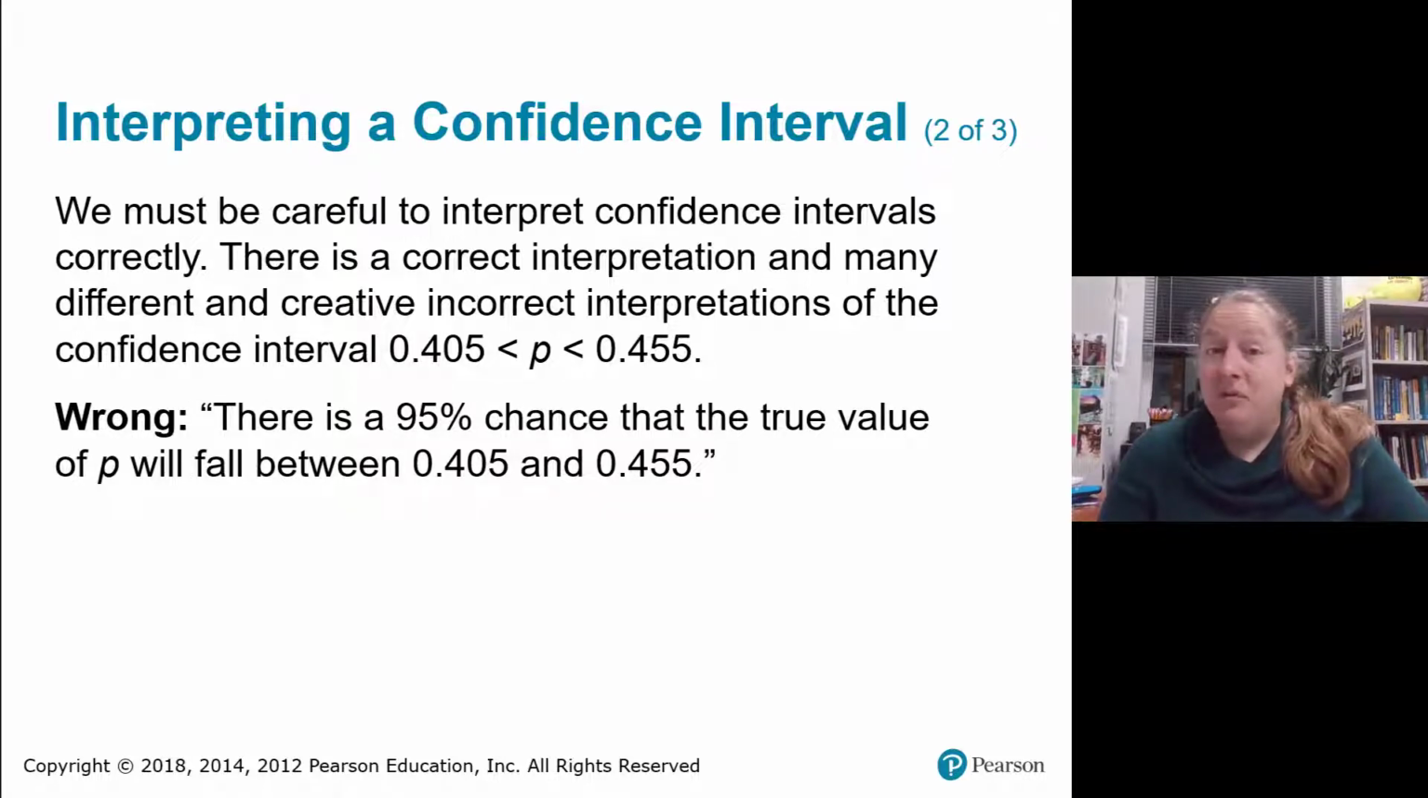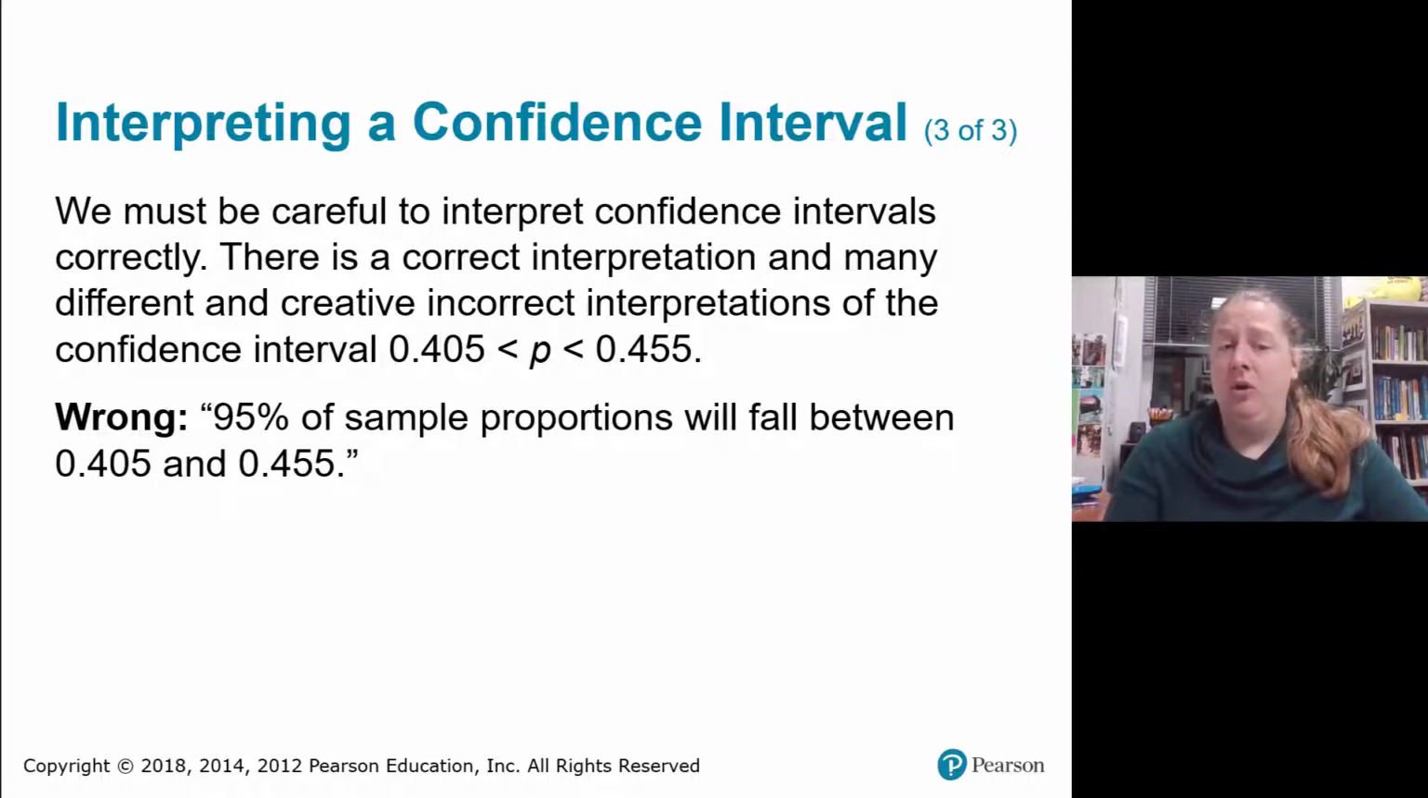A really common wrong way that you'll hear to interpret this is that there's a 95% chance that the true value of p will fall between 0.405 and 0.455. And another wrong one that's fairly common is that 95% of the sample proportions will fall between 0.405 and 0.455.